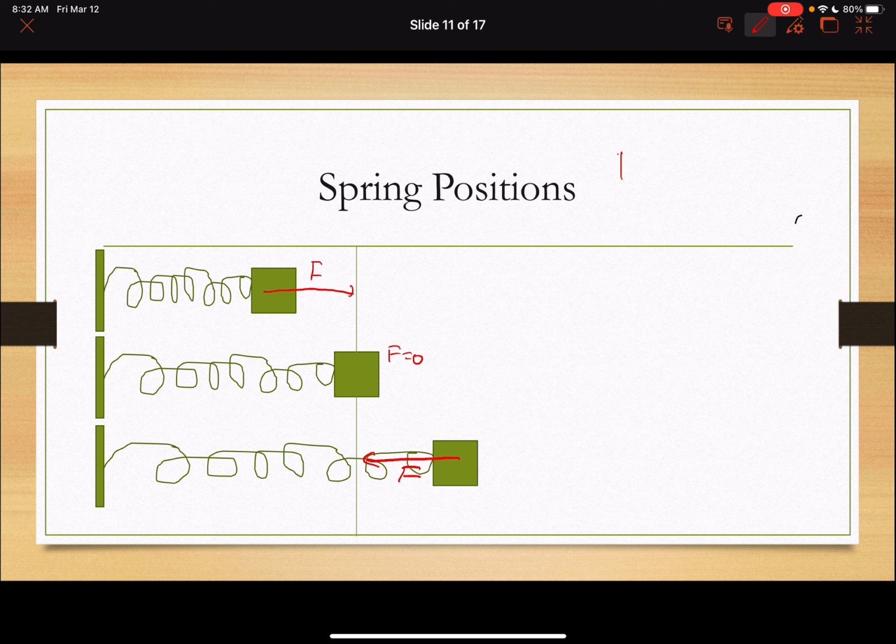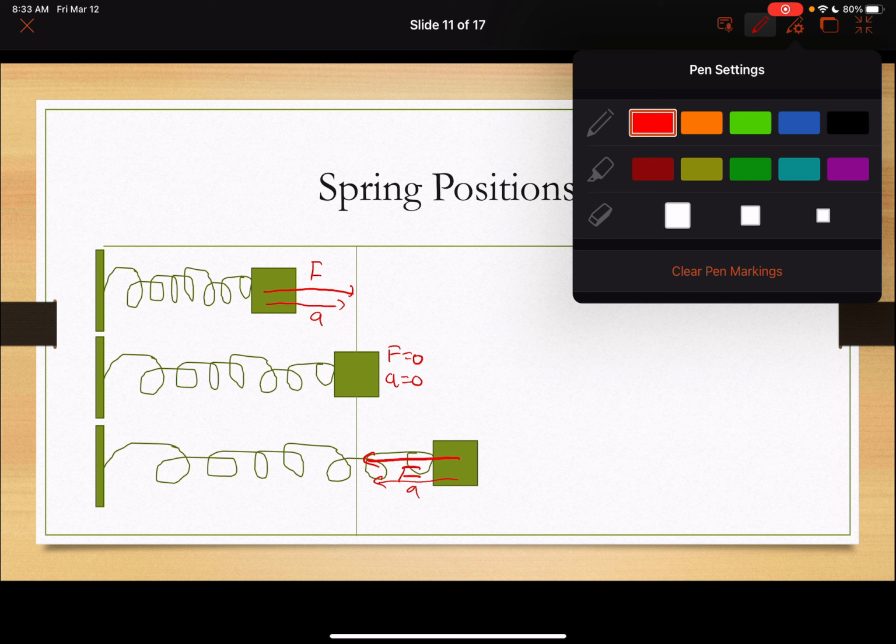If we use Newton's second law, my bad, F equals ma, then we also know that the acceleration is towards the middle. Acceleration is 0 here, and acceleration is max here, because they're directly related. As F increases, A increases, and so on. They are proportional to each other. Okay? What else? What other variables do we have?